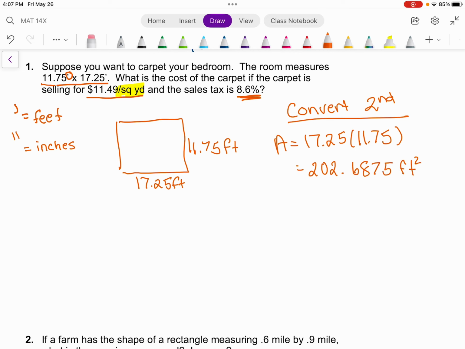And so if I go back over here, I want to go from area, square feet, into square yards. And I am going to put in as many decimals as I can, because the earlier you round, the more off your answer is going to be. And I get this 22.5208 square yards. So I found the area first, and then I converted.